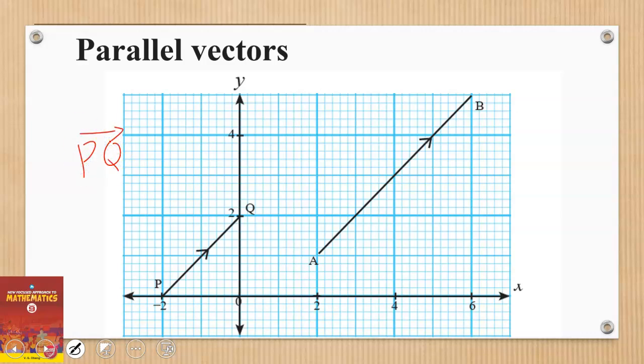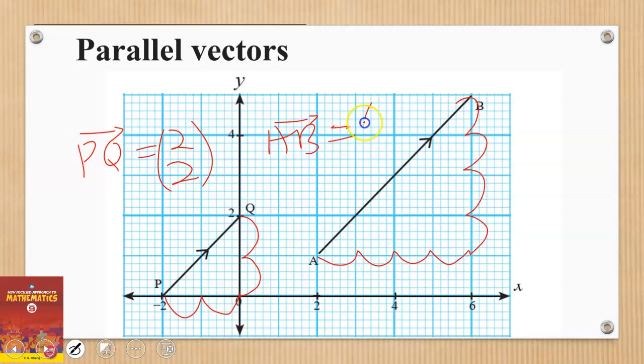Vector PQ is 1, 2, then 1, 2. So that gives us 2, 2. Okay, that is positive 2, and then positive 2 for the y side too. Then let's see vector AB. Vector AB. Starting from here, we have 1, 2, 3, 4. And then we have 1, 2, 3, 4. And that gives us 4, 4.